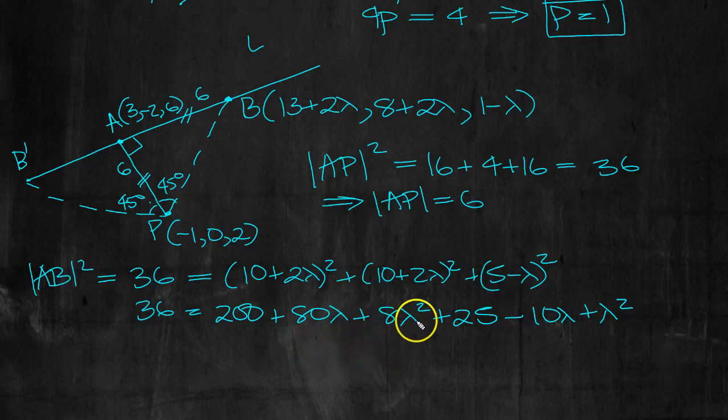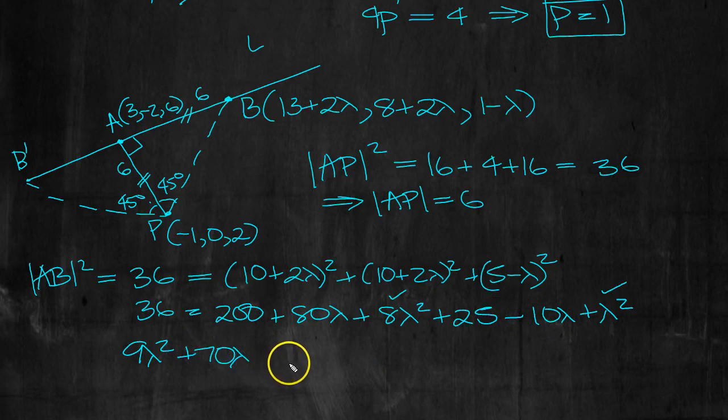Okay, so we've got lambda squareds, we've got 9 lambda squareds there and there. We've got 80 lambda minus 10 is plus 70 lambda. Okay, got that. And then we've got 25 and 36, that's 11. Move that over as minus 11. Minus 189 equals 0.